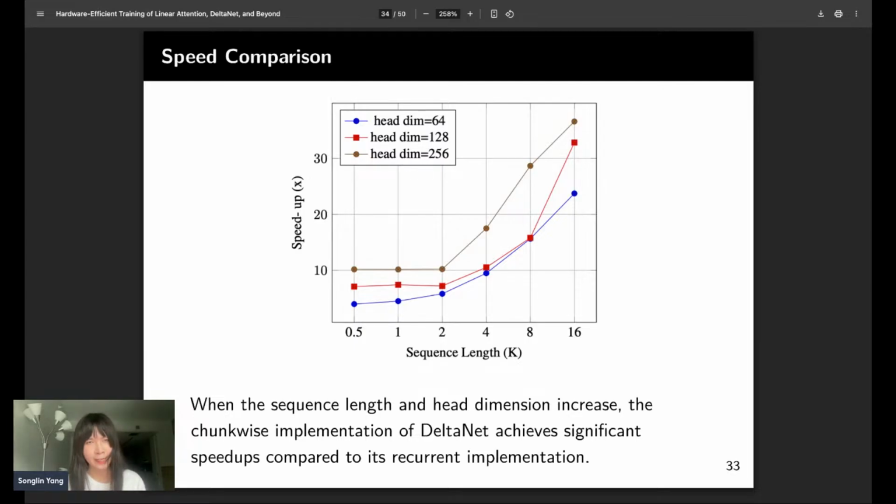For the recurrent form, it has to compute in a sequential manner, but for the Chunkwise form, we can parallelize the computation over the sequence length. For a larger head dimension, we know that by increasing the head dimension, the total amount of flops has increased. And if we can write this computation as matrix multiplication, then we can use tensor cores to better optimize these flops.